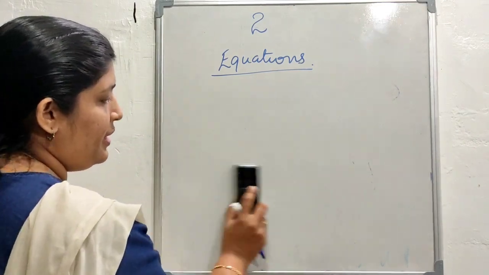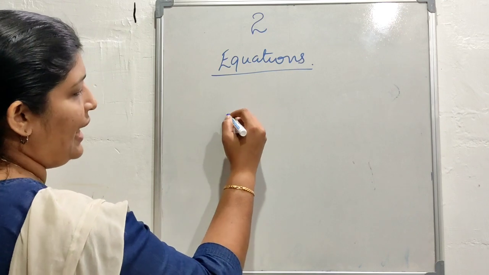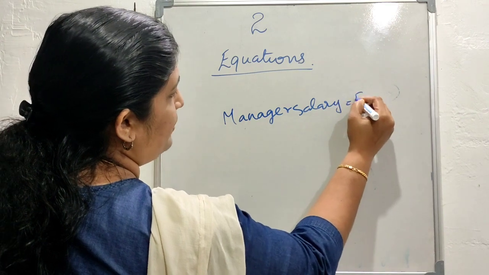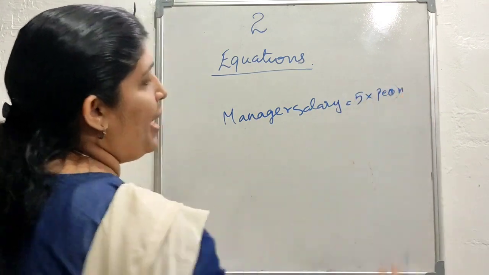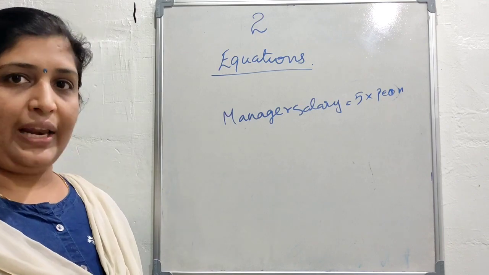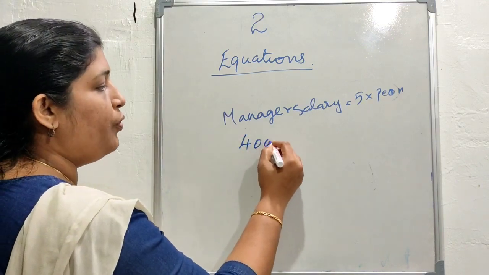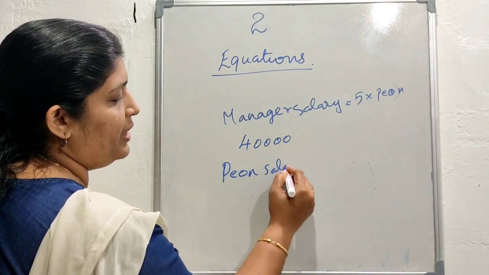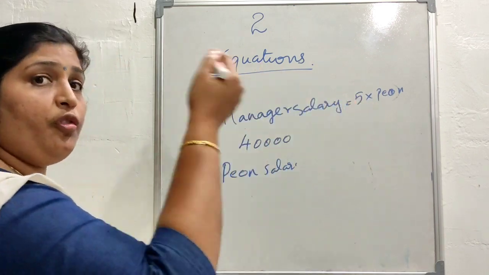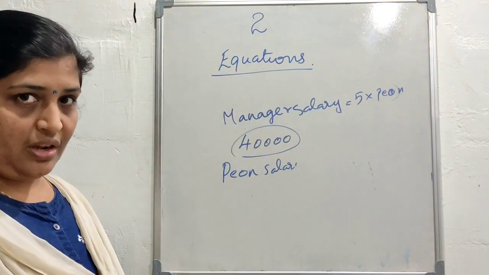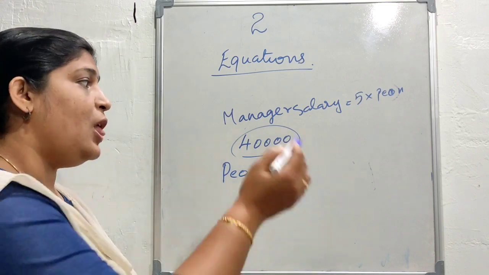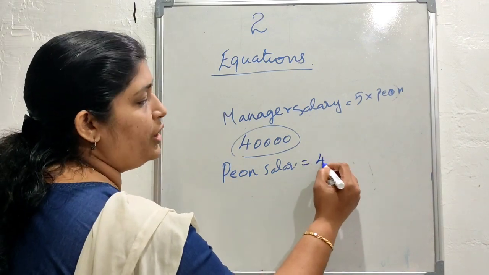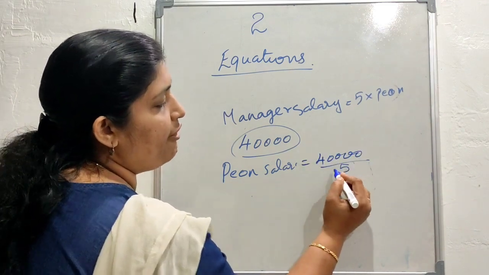See, the manager's salary is 5 times the peon's salary. The manager's salary is 40,000 rupees. Then how do we find the peon's salary? 5 times the peon's salary is 40,000. Then how do we find the peon's salary? That is equal to 40,000 divided by 5.